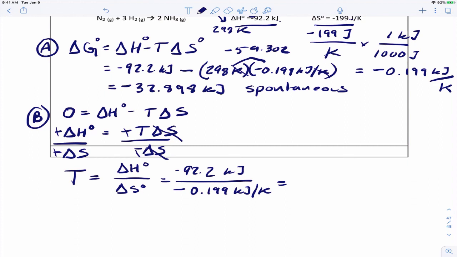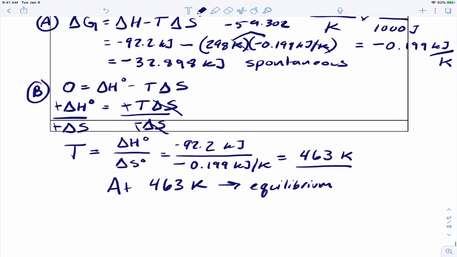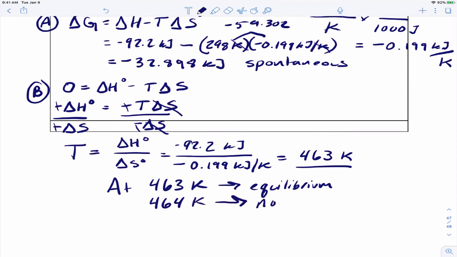That value comes out to be 463 Kelvin. So at that temperature, okay, at 463 Kelvin, we're at an equilibrium. But if we go up one more degree to 464 Kelvin, we're above zero for delta G, and now the reaction becomes non-spontaneous.